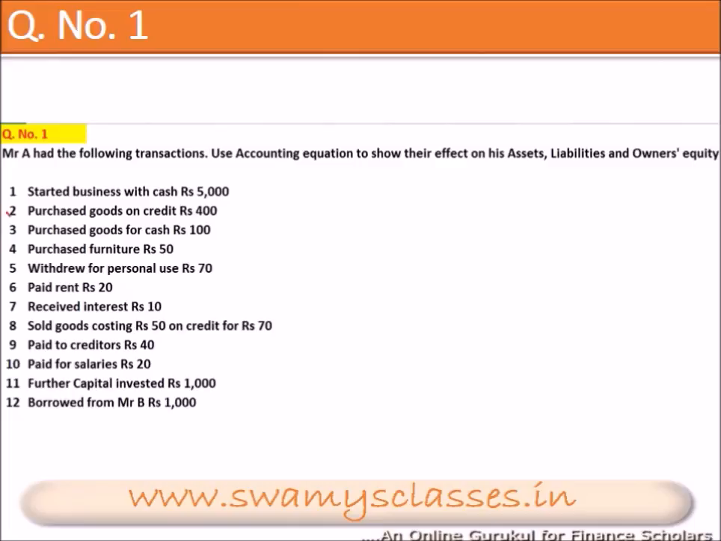Now let me come to the second one. Purchased goods on credit 400.